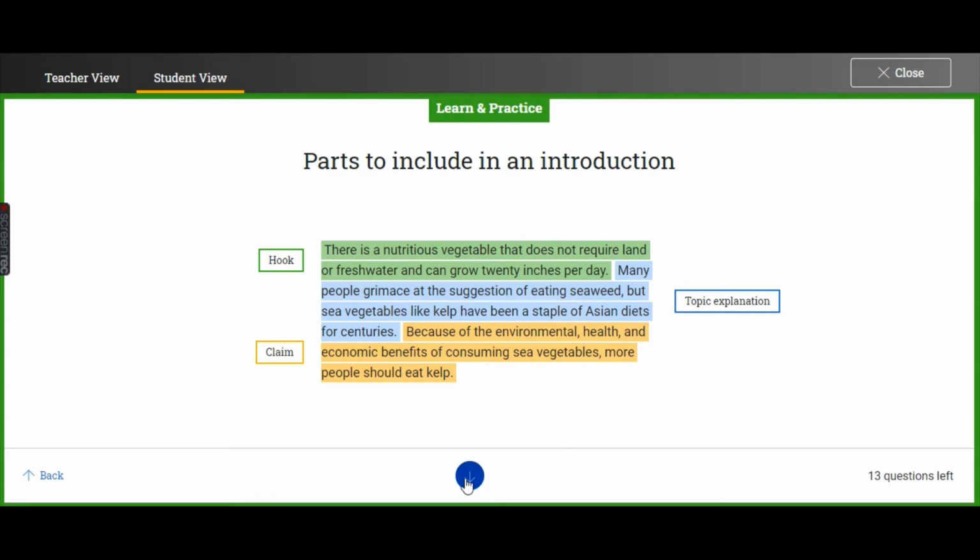The second sentence is an explanation of what the essay is going to be about. In this case, we are going to be talking about seaweed and how it has been a staple for many cultures in what they eat. Finally is the claim, which is your opinion. What are you arguing in your essay? In this case, we're arguing that more people should eat kelp, which is a version of seaweed.